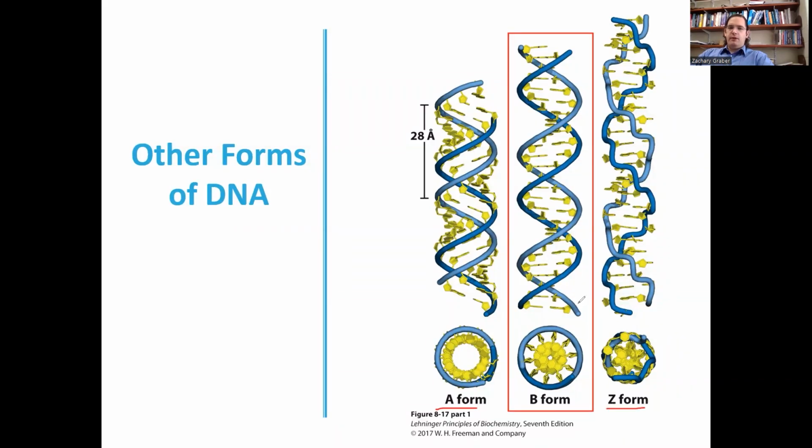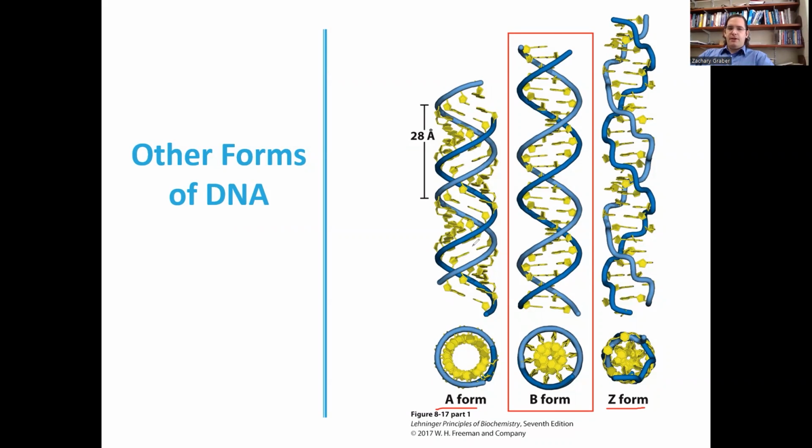As you look at these, you'll notice that they are still double helices, right? They have that same typical pattern of our sugar backbone here in blue, and they still have the same general pattern of our yellow bases pointing towards the inside. But they have slightly different shapes as you compare these different helices.